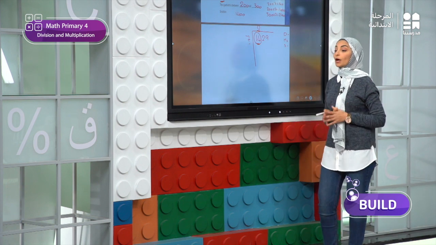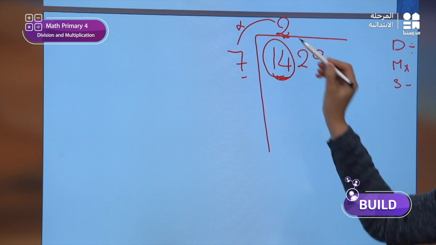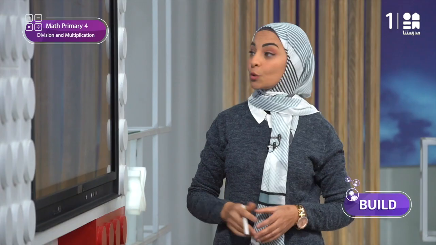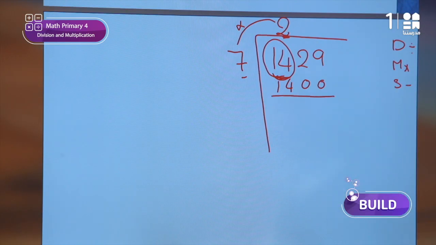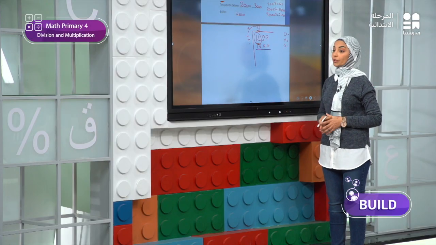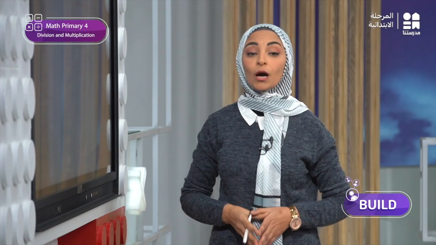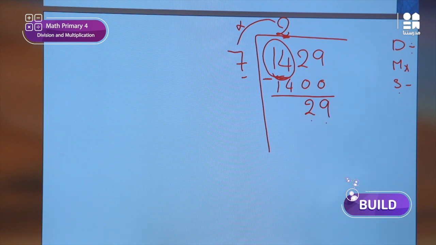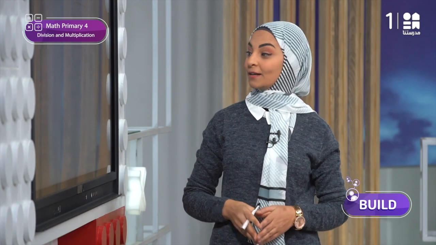Then I will multiply what? Yes, I will multiply 2 times 7. Take care, this is 200 and not 2. So, 200 times 7 gives me what? 1400. Then, what's the next step? Yes, of course, I will subtract these two numbers. So, 1429 minus 1400, the answer is what? The answer is 29. Look here, I have 29, so I will repeat all the steps again.